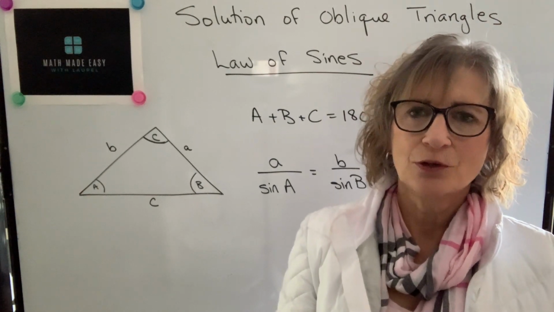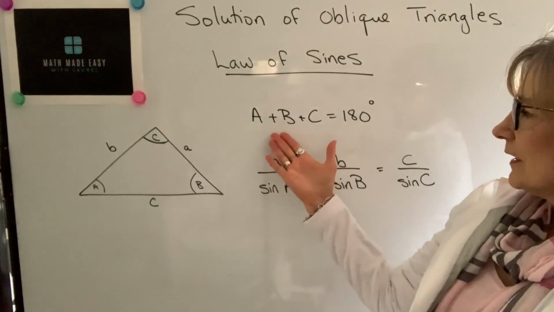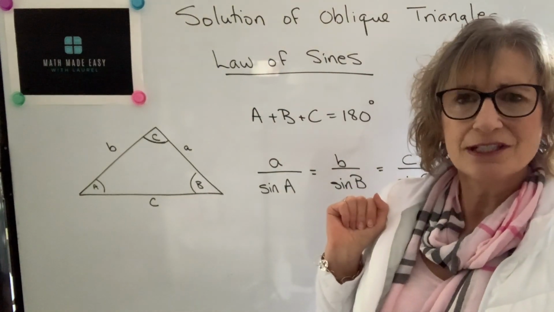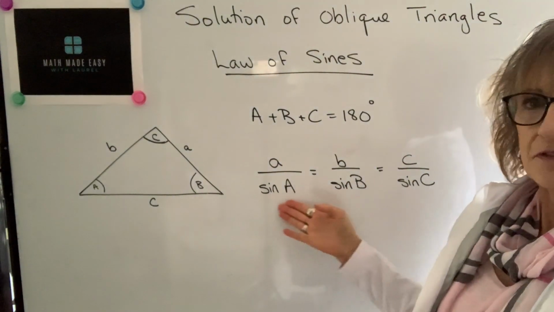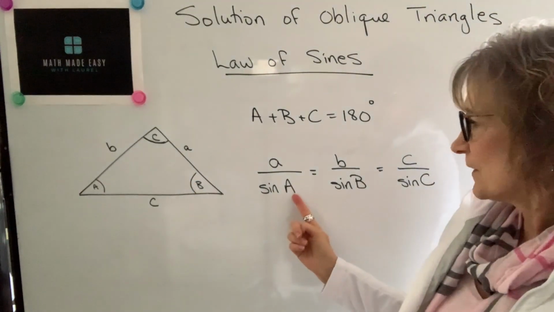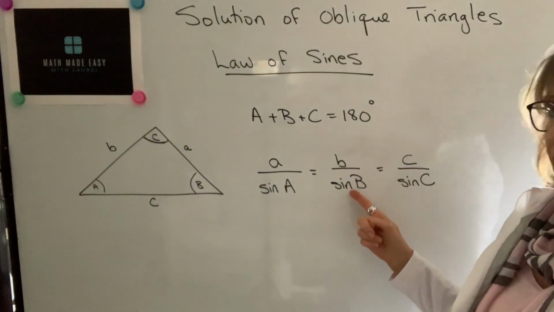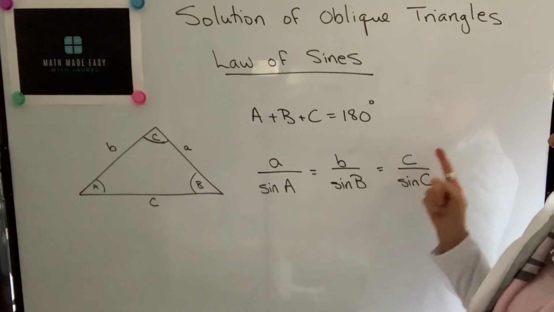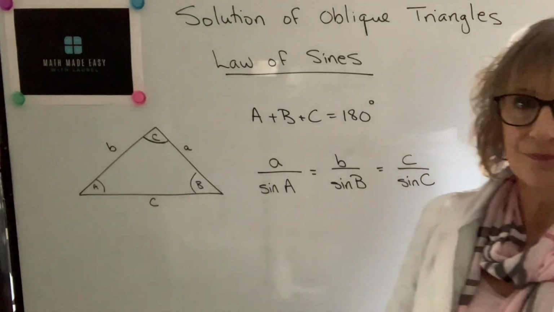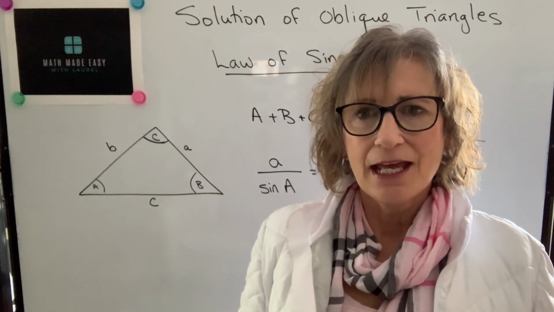In the previous video, I introduced the law of sines. We know that when we're working with triangles, the sum of the angles has to equal 180 degrees. And here is the law of sines. The side A over the sine of angle A, the ratio of those two, will equal the ratio of side B to the sine of angle B, and that's also equal to side C divided by the sine of angle C.